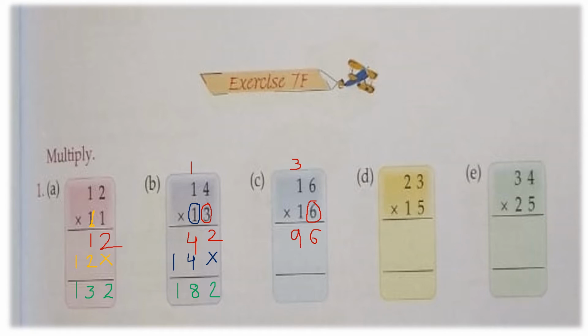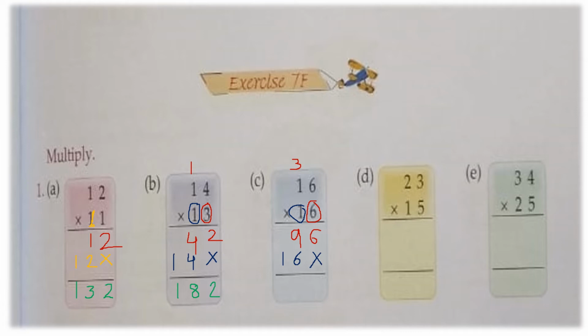Then the next number, children, you can see at the tens place is 1. Now 16 times 1 is 16. You know this. Put the ones place empty. Then write down 16 ones are 16. You will always start from the right hand side, children. See. Now add, children.